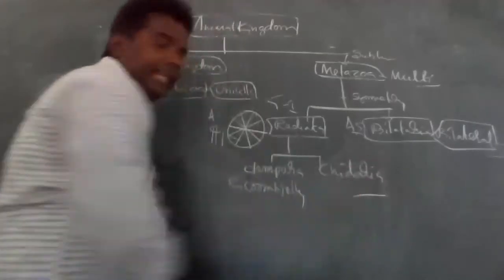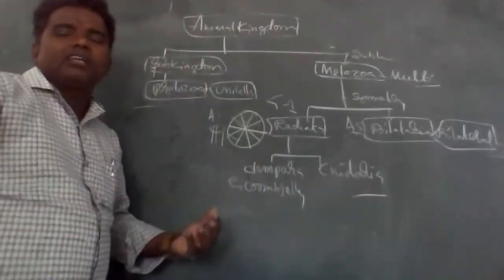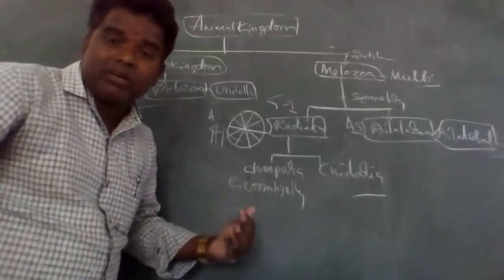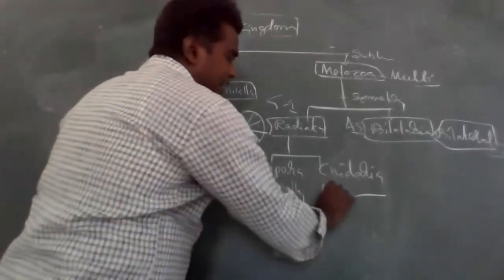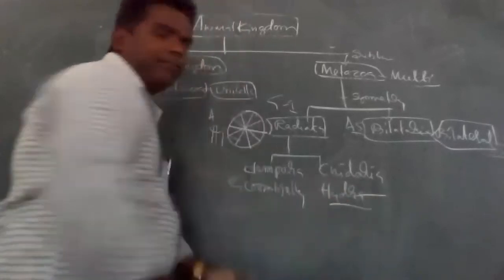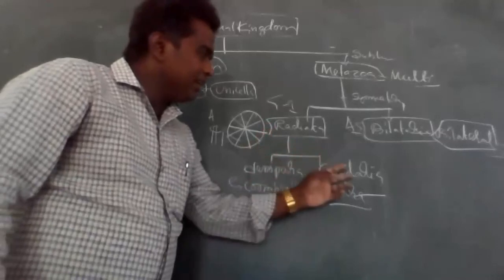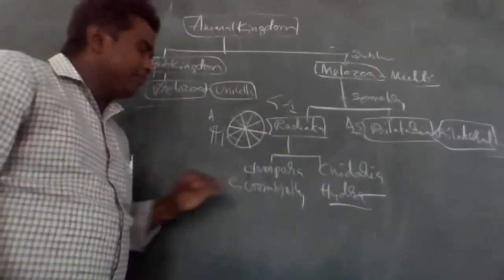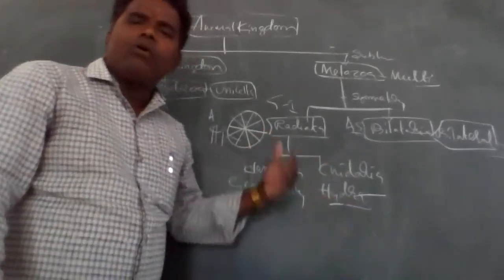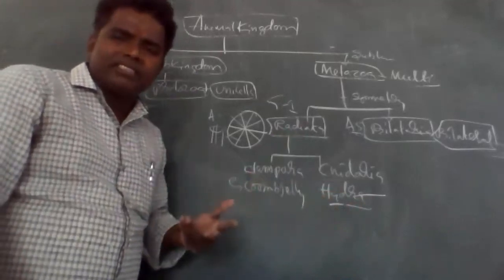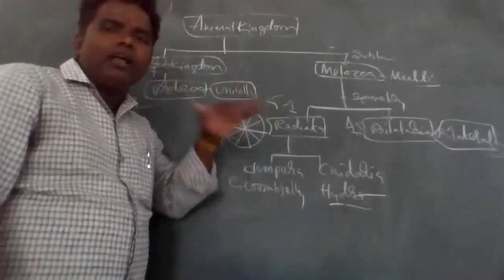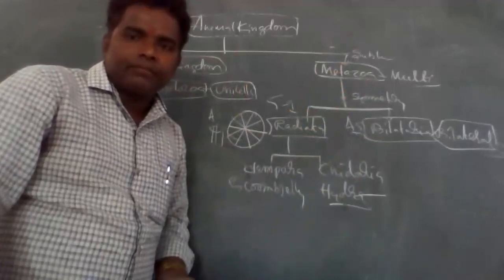Cnidaria means cylindrical. Examples: Hydra. So these are Cnidaria and Ctenophora. Examples are comb jellies and Hydra, and jellyfishes. So many examples are there in Radiata. We will discuss them later.